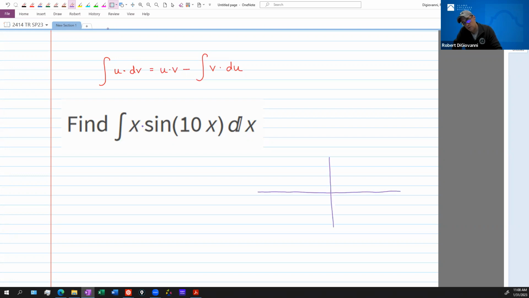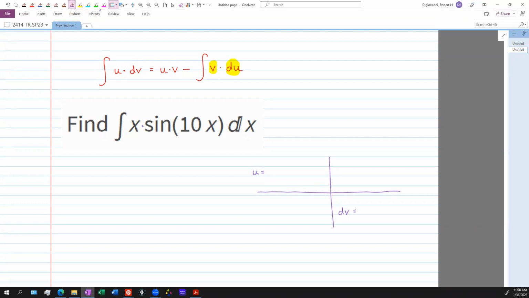And the table, the way that I do it is I always have to establish or assign what u is going to be and what dv is going to be. And I have the freedom to choose that. What I'm thinking about is that the new integral is going to have v and du. So the derivative of whatever I call u is going to be in the new integral, and whatever I call dv, the antiderivative of it will be in the new integral. So anyone have an idea of what we should choose for u here?